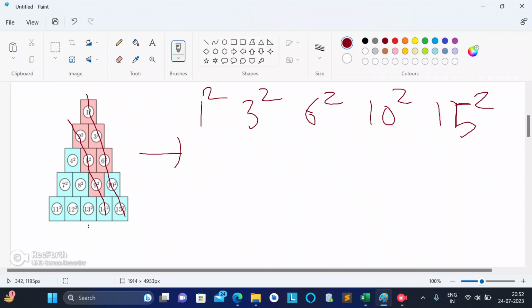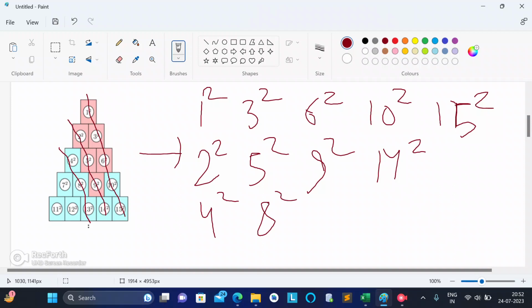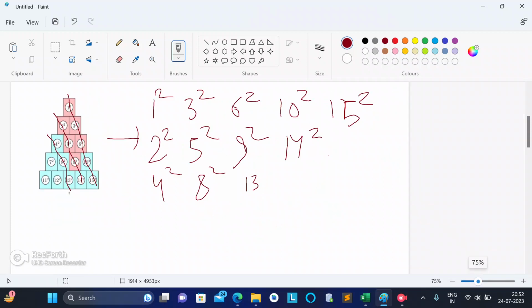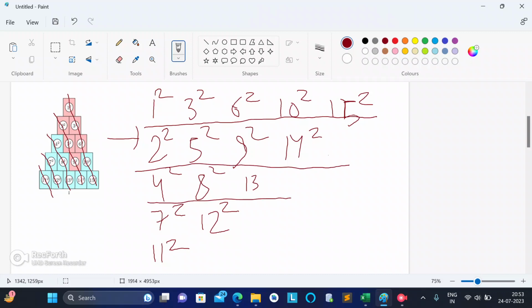Now I will see the second one: 2, 5, 9 and 14. So 2 squared, 5 squared, 9 squared and 14 squared. Similarly we can see 4, 8, 13, so 4 squared, 8 squared, 13 squared. Similarly 7 and 12, so 7 squared, 12 squared. And similarly 11 squared. So I will write this pyramid in the form of this structure, and we will see how this structure is very useful for finding the solution.